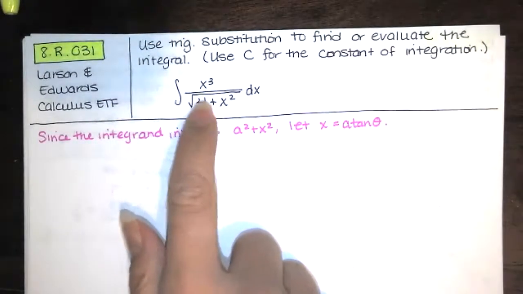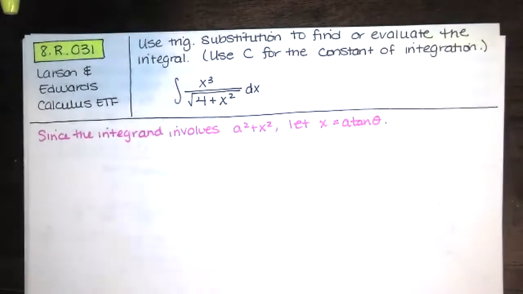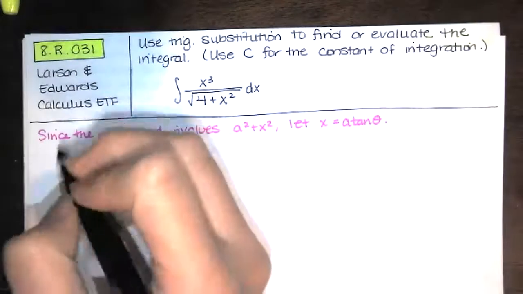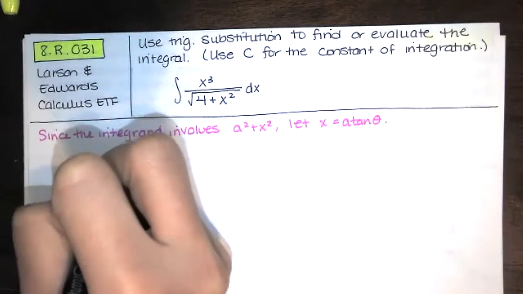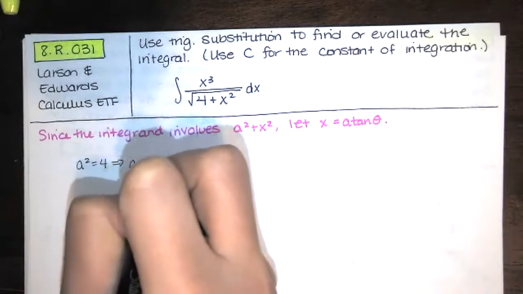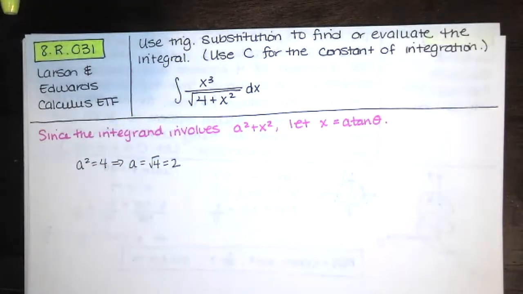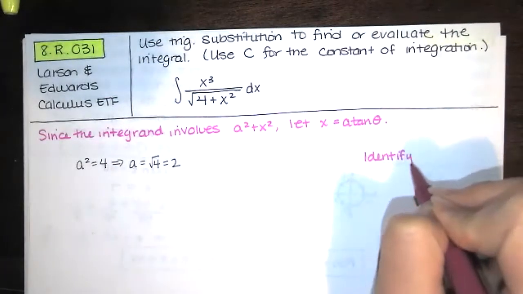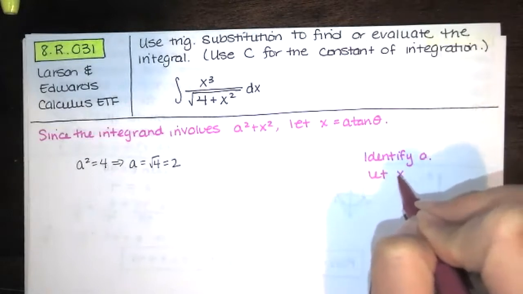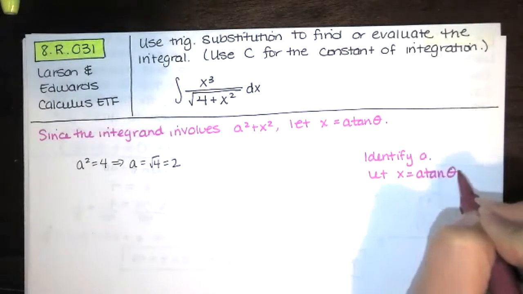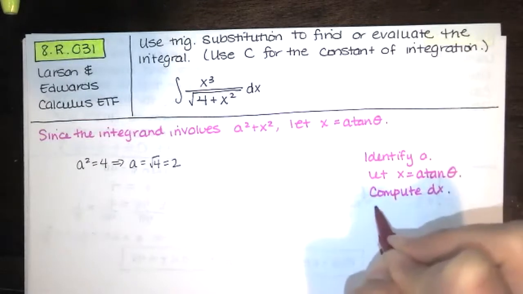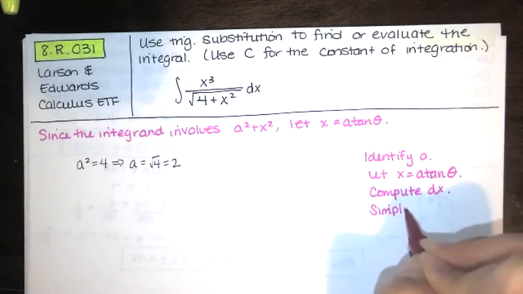And because of the square root of a squared plus x squared, I would use a trig substitution. In particular, I'd use the tangent substitution because it has the a squared plus x squared. So we'll identify a. Say a squared is 4. So that means that a is the square root of 4, or 2. You want to let x equal a tangent of theta. And then we want to compute dx. And then we want to evaluate and simplify that radical expression.